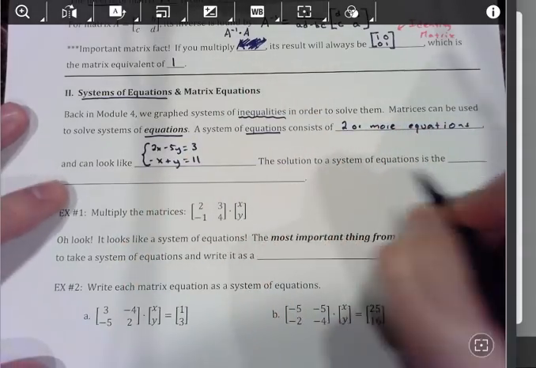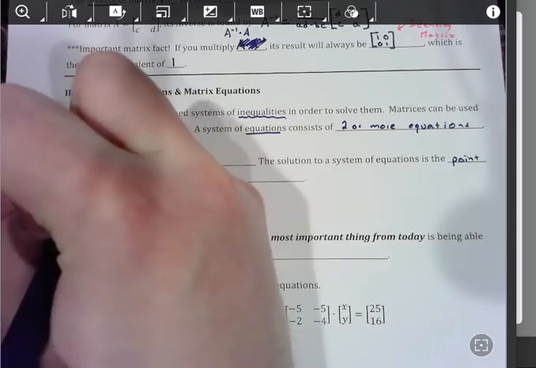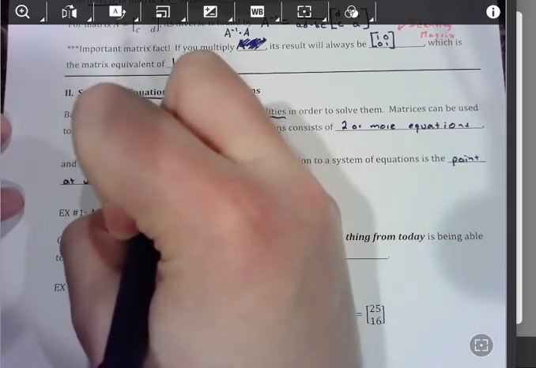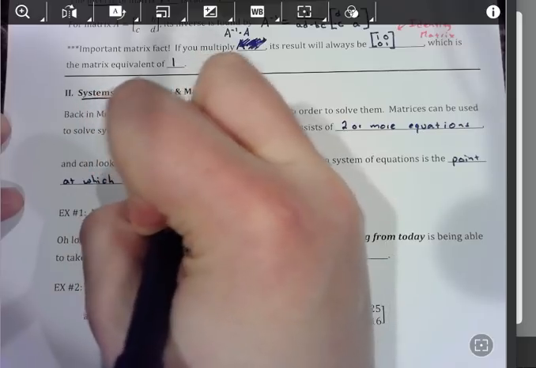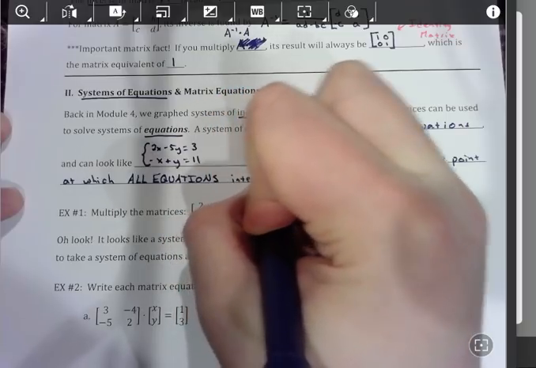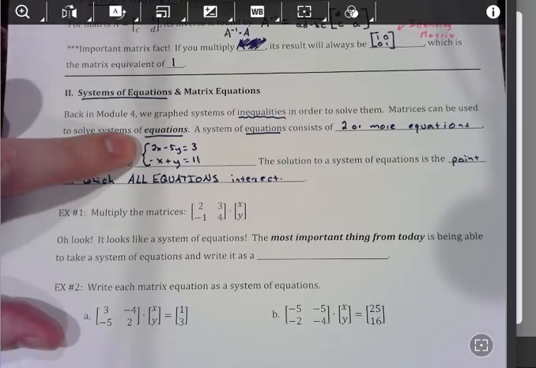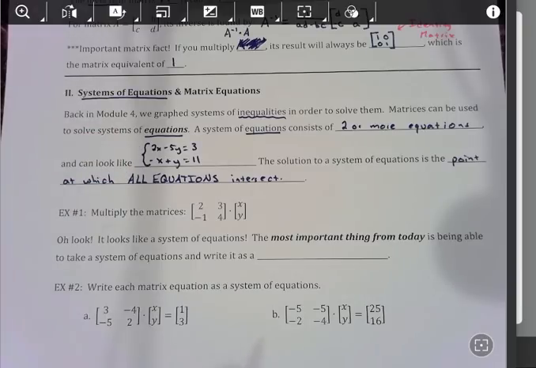The solution to a system of equations is the point at which all the equations intersect. So this system only has 2 equations. They're going to intersect at a point as long as they're not parallel lines or coinciding lines, but they should intersect at just one nice point. We are also going to write systems that have 3 equations in them, so all 3 of those equations would have to intersect at the exact same point. And that is the point that we are trying to find.